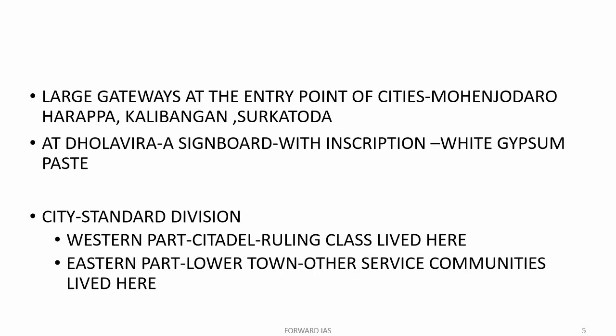Another very important feature of Indus Valley cities is that the city was divided into two parts. The western part is known as the citadel, and the eastern part is known as the lower town. In the western part, that is the citadel, the ruling class lived, and in the lower town, other service communities lived. The workers and other people lived outside the cities.